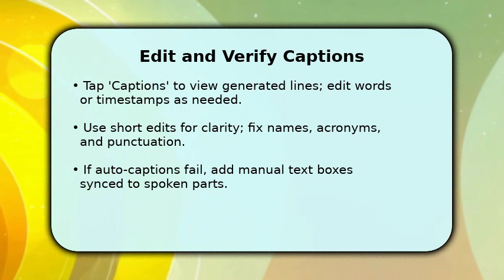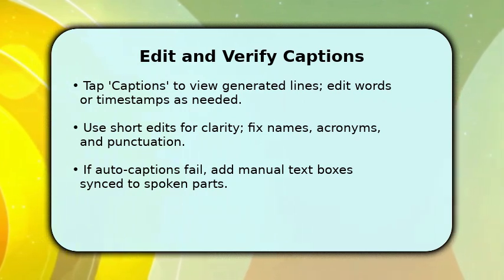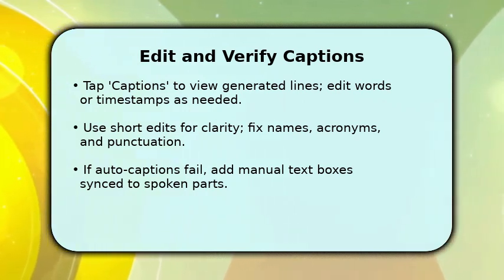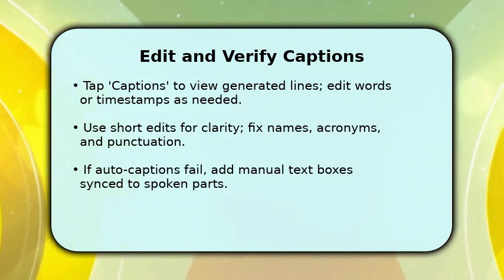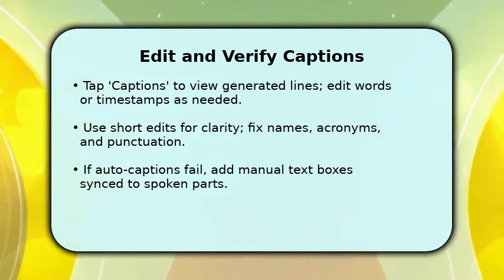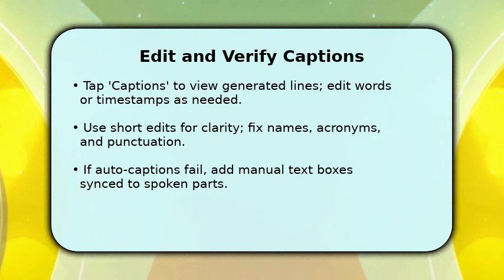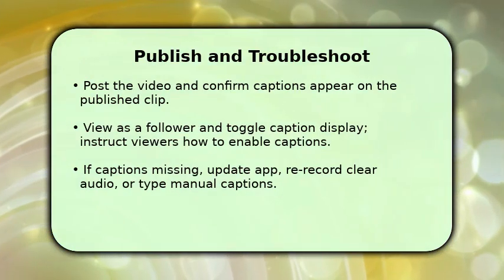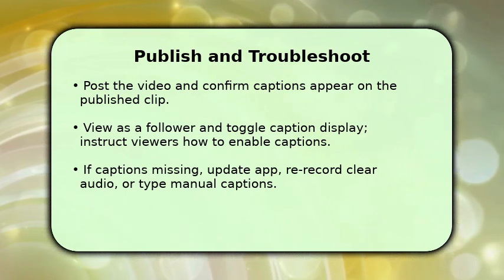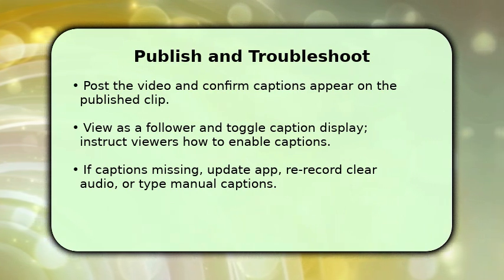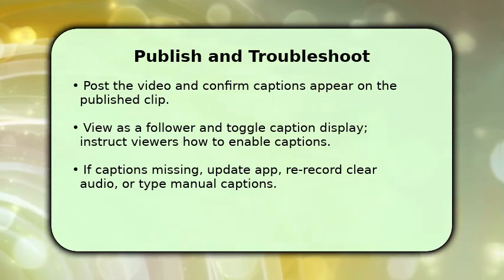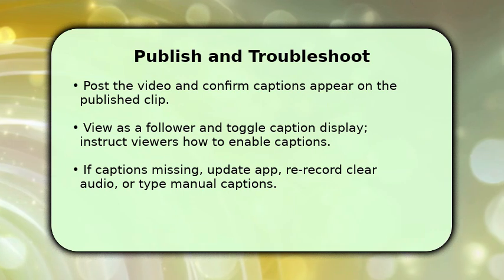If the automatic captions miss long segments or are off, add manual text boxes and position them to match the speech. This step ensures viewers relying on text get accurate information and preserves accessibility. Finish by posting the video and checking the live clip to confirm captions display properly. Watch it once as a viewer to ensure timing and legibility. Make sure viewers know how to toggle captions in their playback settings if needed.